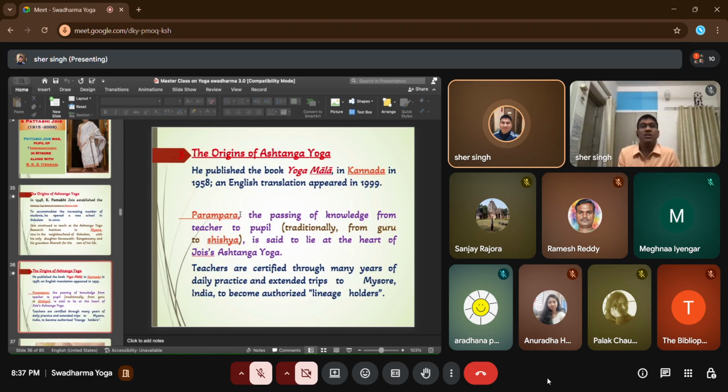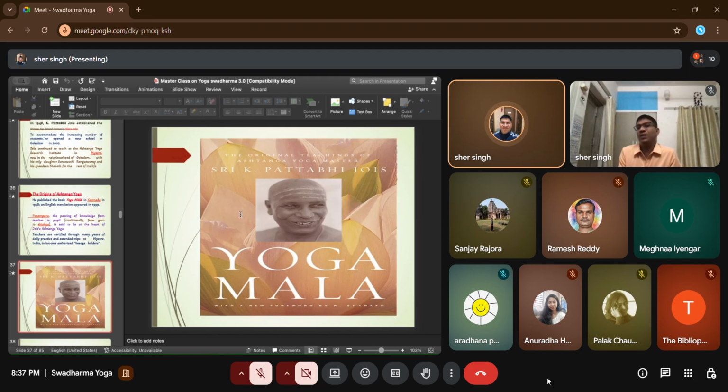K. Pattabhi Jois published one book, Yoga Mala, in Kannada, and he narrated all his teaching in that book only. This is the book Yoga Mala. I have studied it. The style of yoga Pattabhi Jois invented, he has described completely in this book. So if you want to deepen your practice, you can just read this book.